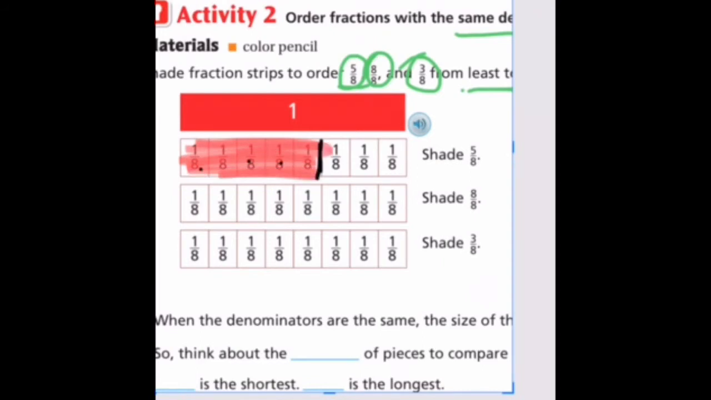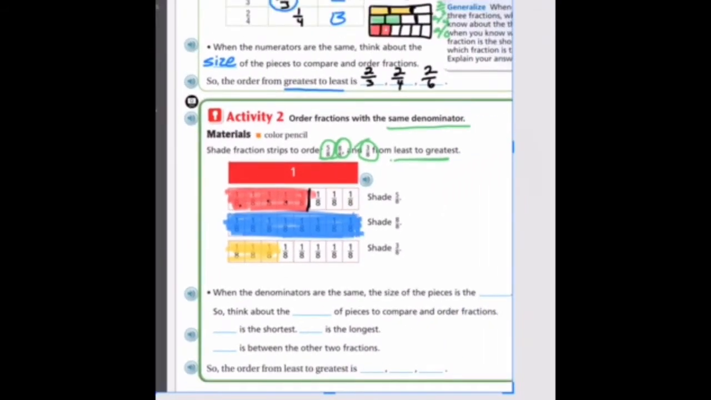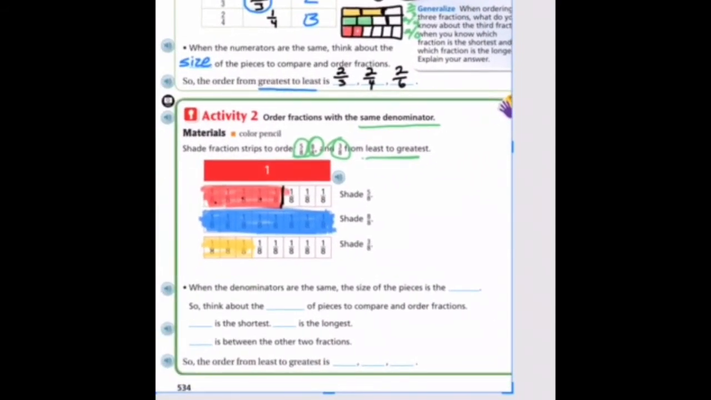I'll just do it rather quickly. A little messy, not terrible. And then we're going to shade in 8/8. Well, that's the whole thing, so that one I know right away. 8/8. Get that shaded in. And then the last one is 3/8. And I can do that one as well. There's 3/8. Okay, so now we can put them in order.